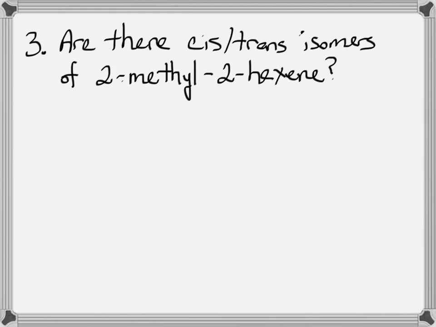So for this one, once again, I'm going to go ahead and draw the structure of it first. Because I see that it's an alkene, and I know alkenes can have the possibility of having cis-trans isomers, I'm going to draw that carbon-carbon double bond. And because the carbon-carbon double bond is on the second carbon, I'm going to mark that as 2 and 3.